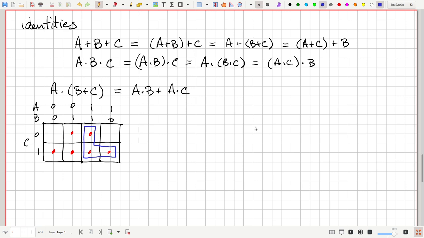Okay, so you can just kind of verify that here. A has to be 1, so that's one of these two right columns. And then either B or C has got to be 1. So you can't have both B and C equal to 0. So this cell can't be part of that logic function, but the other three can, because each one of those has either C equal to 1 or B equal to 1. So the claim is that that is equal to A and B, or A and C.